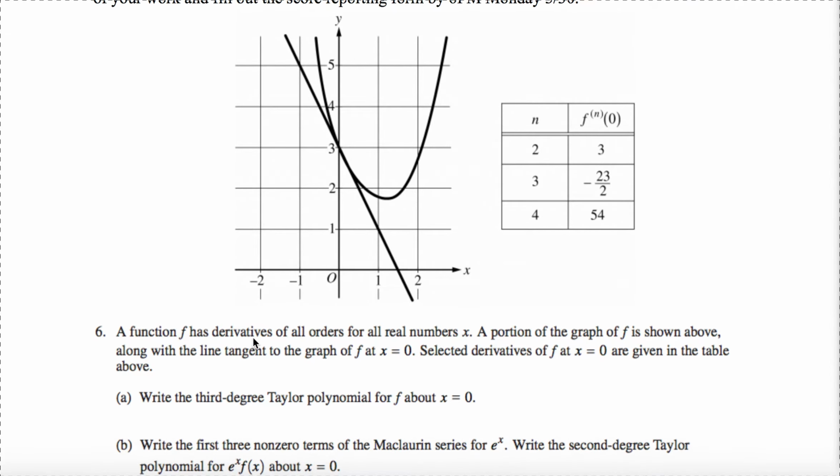A function f has derivatives of all orders for all real numbers x. A portion of the graph of f is shown above, along with the tangent line to the graph of f at x equals 0. Select derivatives of f at x equals 0 are given in the table above. So we have the second derivative, the third derivative, the fourth derivative of f at x equals 0. All right. Write the third degree Taylor polynomial for f at x equals 0.